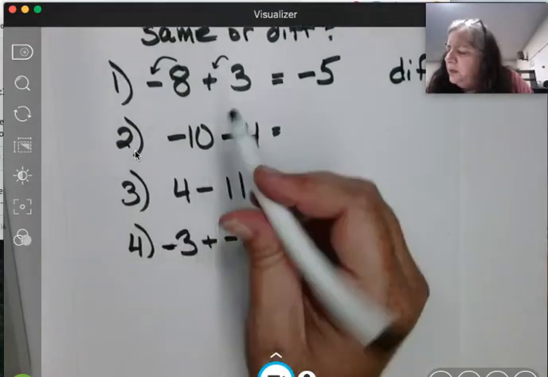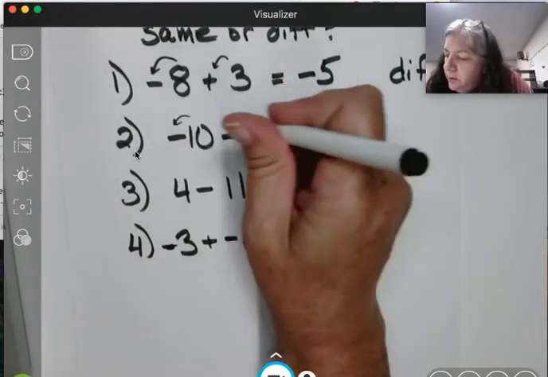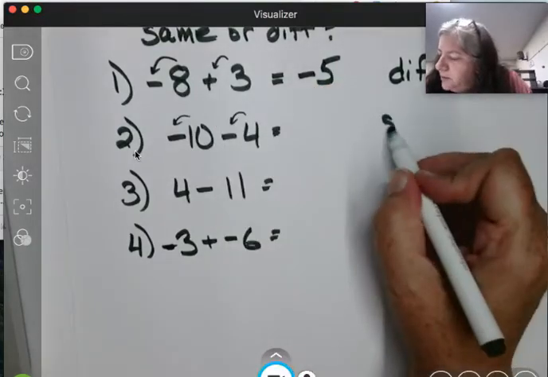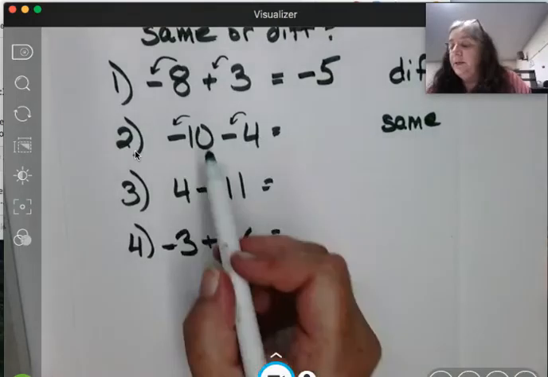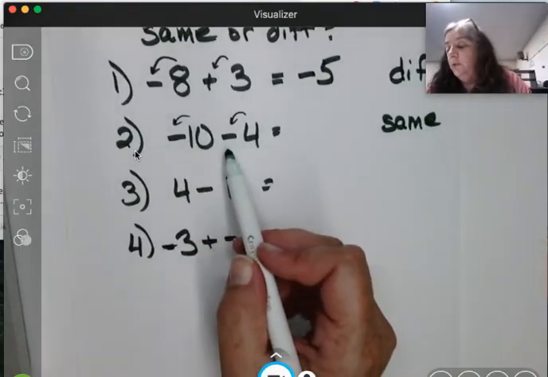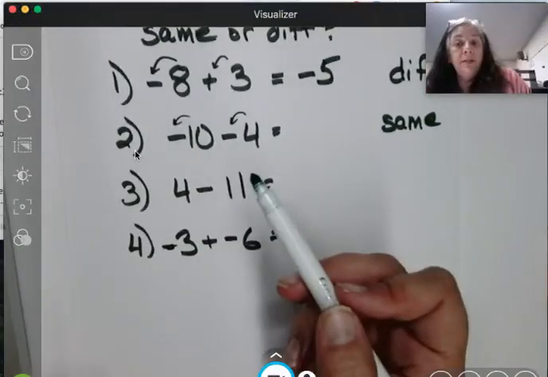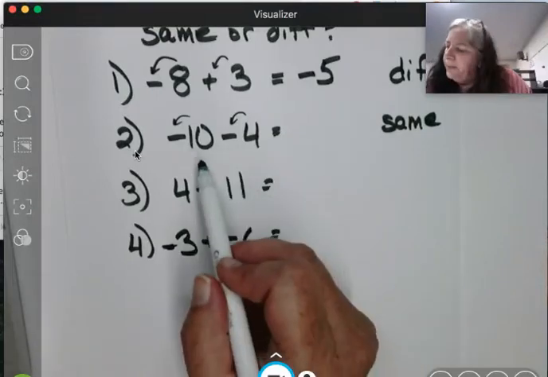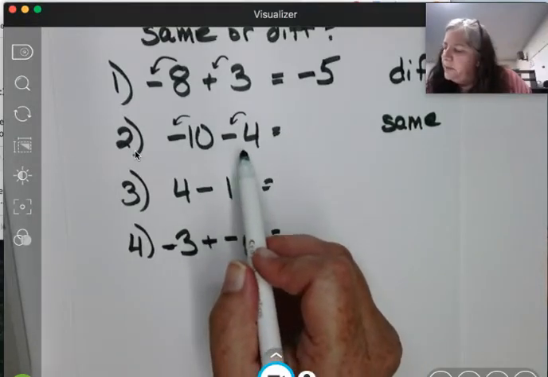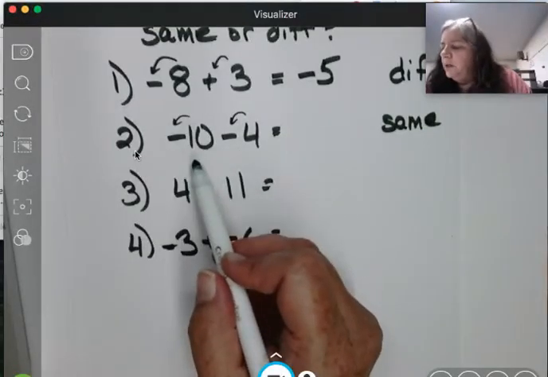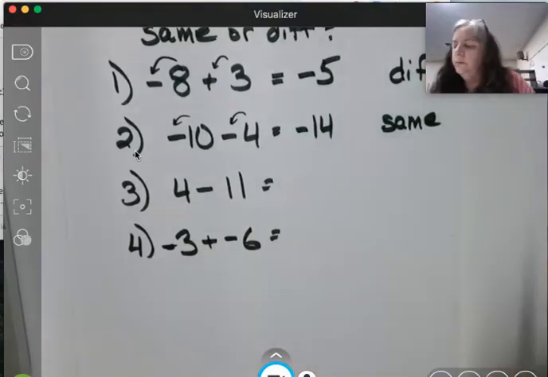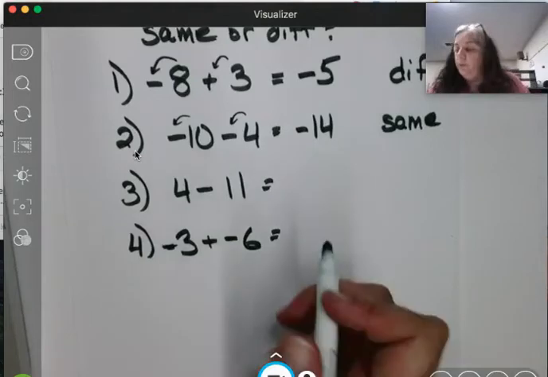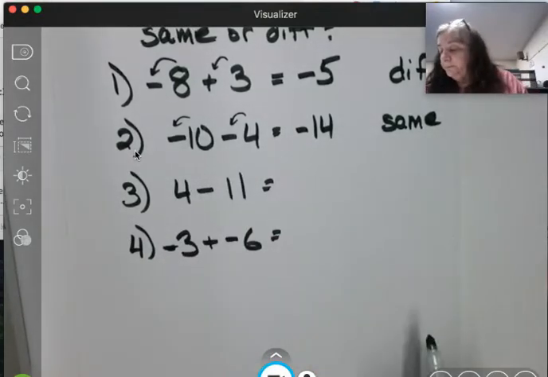-10, -4. These are clearly same signs. Do I care that it's a minus in the middle? Nope. I just care that there's a -10 and a -4. What's the rule? Same signs, you add them. -10, -4. I lose $10, I lose $4. Put that together, I've lost $14. Right? If I drew my little picture, it would be all negatives.